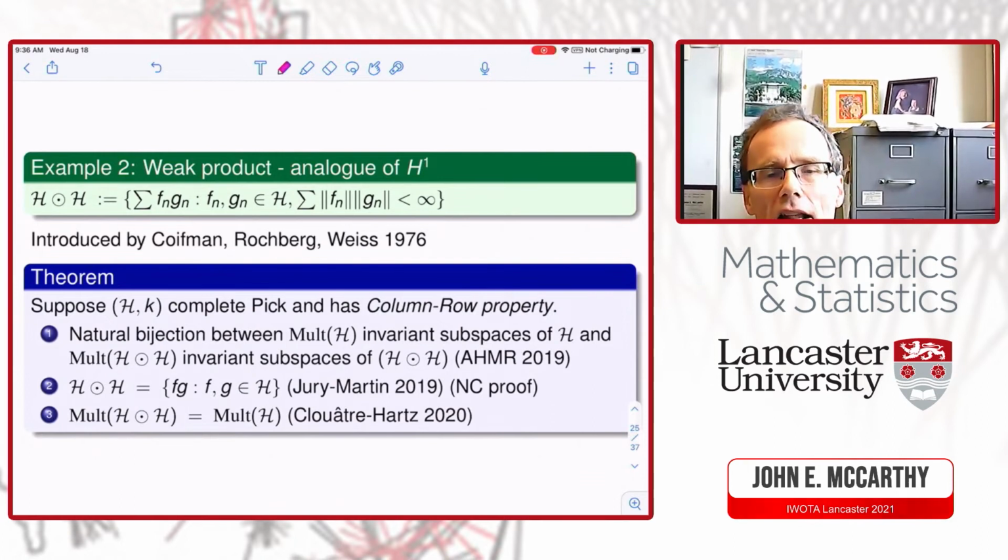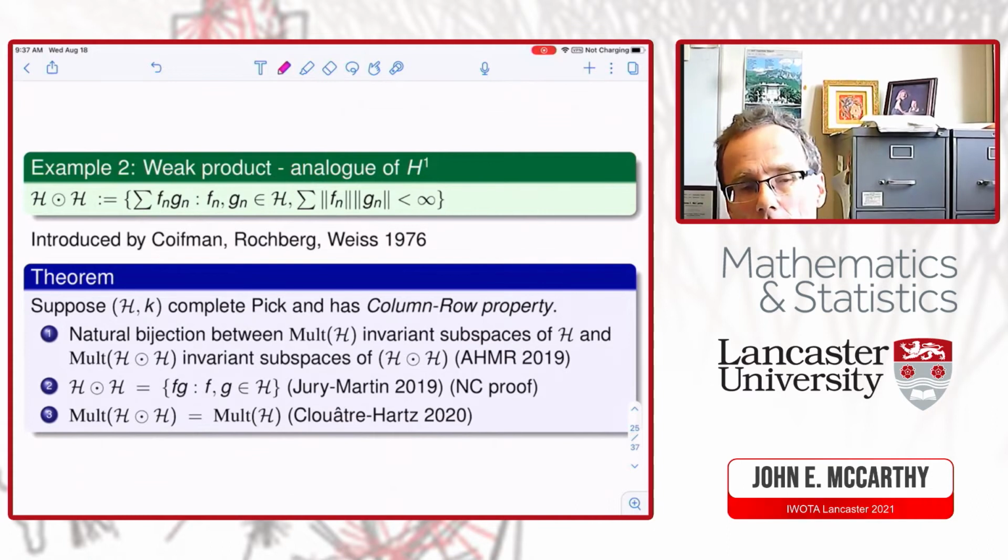which are analogous to theorems about H1 on the disk. The first one is that there's a natural bijection between the multiplier invariant subspaces of the Hilbert space and the multiplier invariant subspaces of the weak product, just like the invariant subspaces of H1 are still just given by an inner function times H1. Beurling's theorem is the same as in H2.